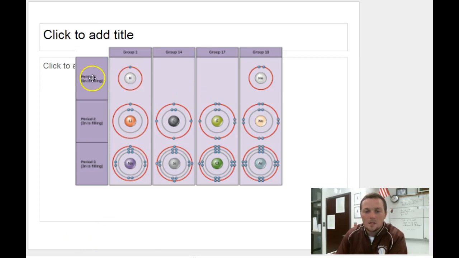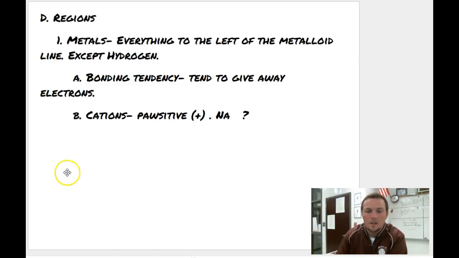And here's that idea. So period 1 in the Bohr model sense, like we said, we know it's not right, but it's a good way to visualize it. So period 1 has 1 ring on both of these. Period 2 has 2 rings, and period 3, 3 rings. Okay, you see that? So periods tell you the number of energy levels, or if we're looking at the Bohr model, the number of rings.